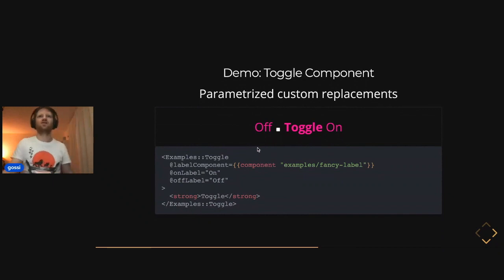The last invocation is kind of using the strategy pattern. We pass in a label component from the outside, in this case a fancy label, and then the component itself renders the label that we're passing in. And the fancy label is basically a decorator component. It's just using the label from the toggle component itself and applying some styling to make it pinky.